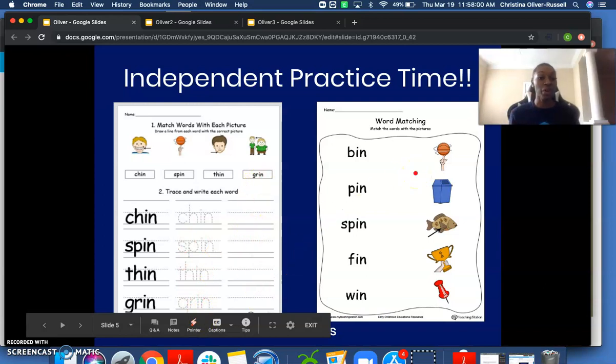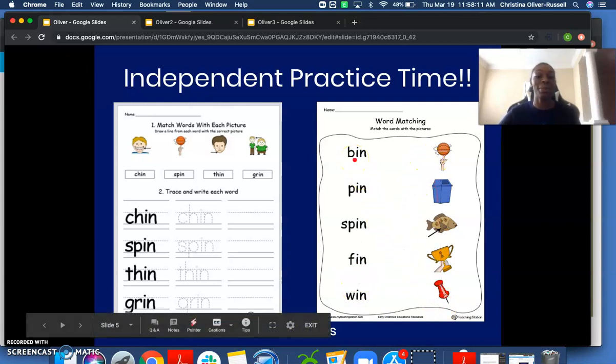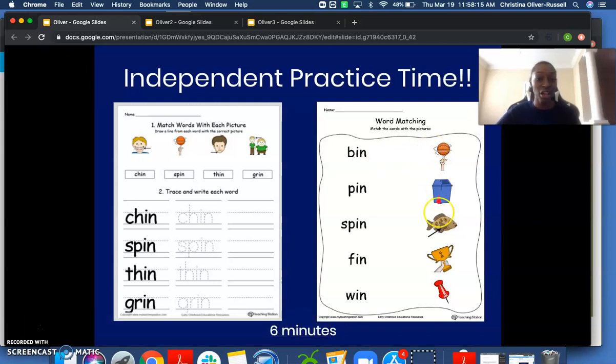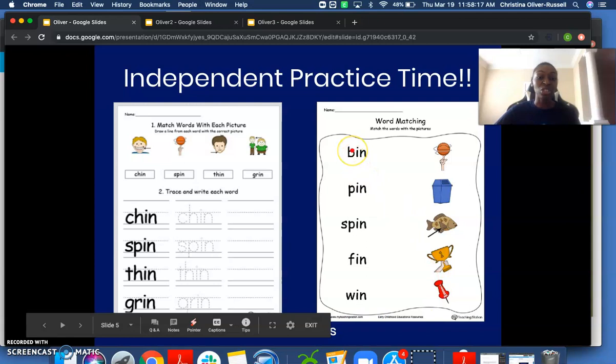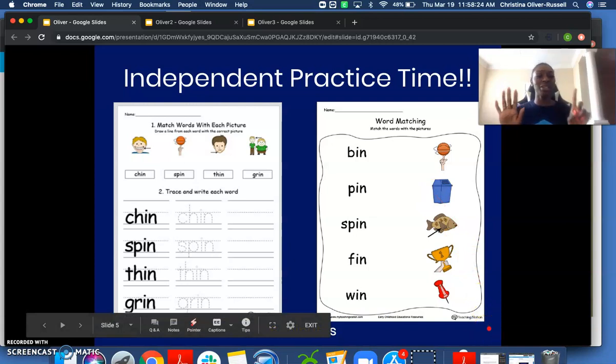Then you're going to flip it around to the back half. This side, you're going to do the same thing you did on the front side. You're going to match the words to the picture. For example, this first word says bin, B-I-N. I'm going to find a picture of the bin and I'm going to draw a line from the word to the picture. So you have about 6 minutes on this worksheet.